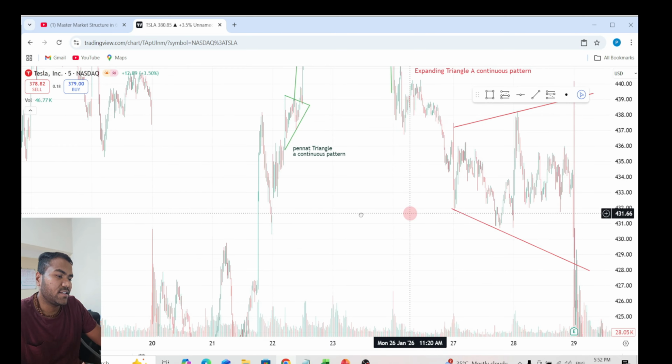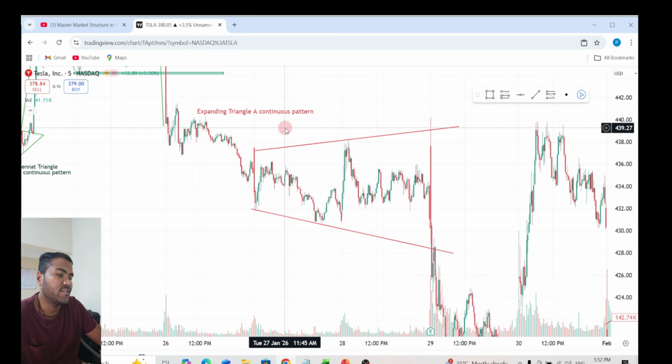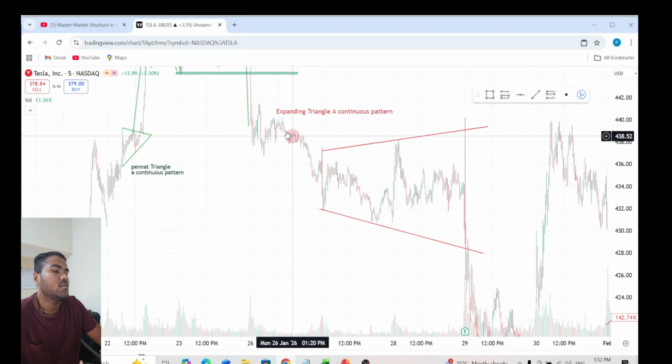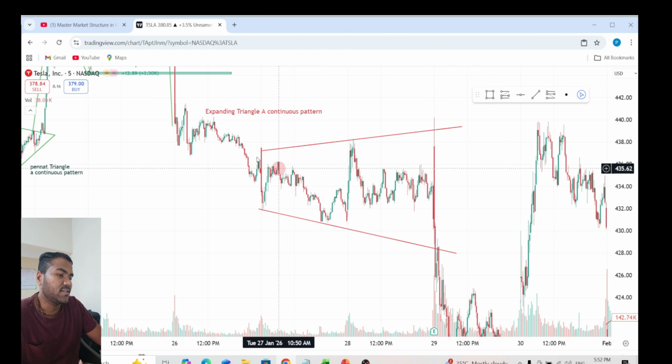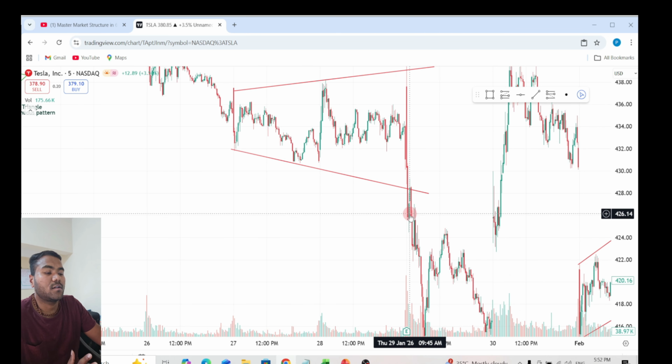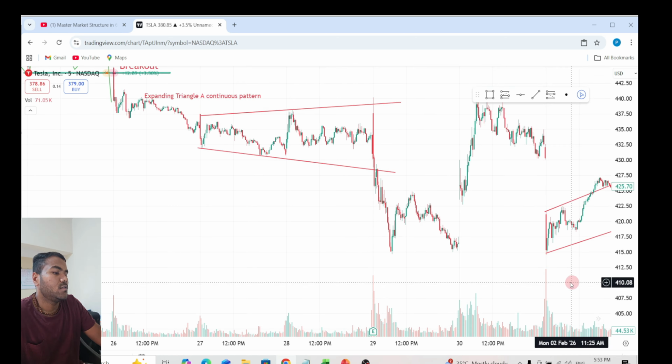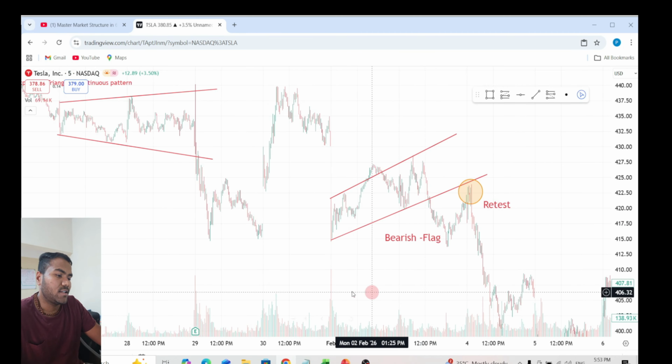So in this downtrend, there is one more pattern which is also very important, the expanding triangle, which is a continuous pattern. So if the market is in a downtrend, and if you see a pattern like this, which is an expanding triangle, after the breakout of this pattern, you can take a short position, you can trade a short position after that. So let's move ahead.